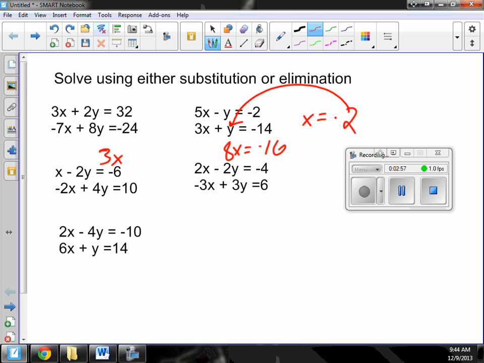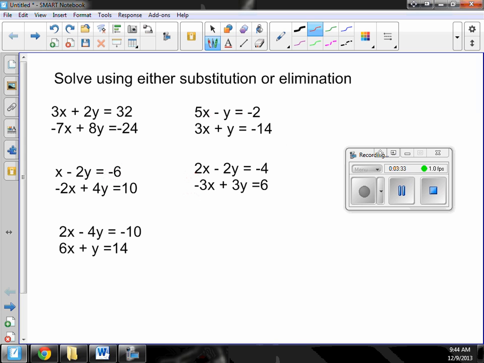3x minus 2y equals -14. Oh, that's the x value. My goodness. How did I ever get a degree? Plug it in there. -6 plus y equals -14. Add 6, add 6. So y equals -8. So the coordinates for that intersection are (-2, -8). Okay?